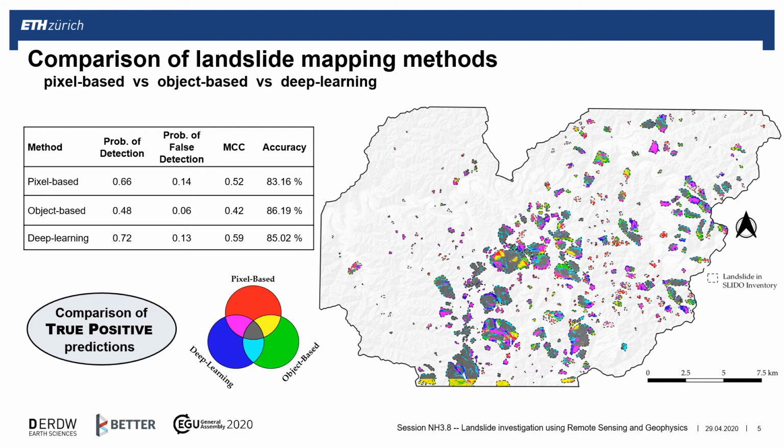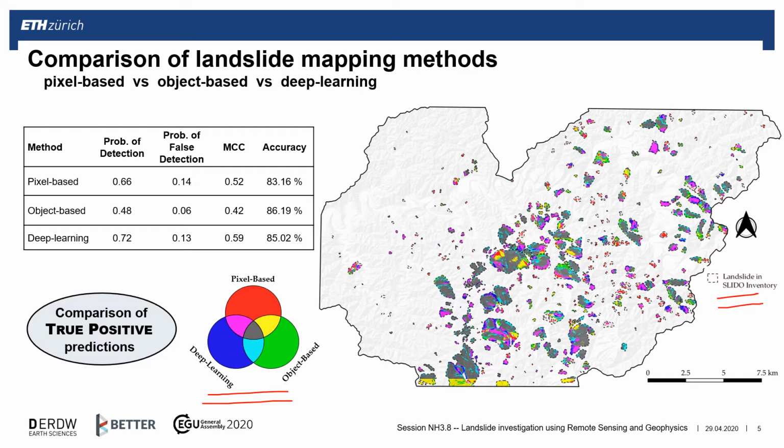Here are the results of all the three landslide mapping methods. The map shows the true positive output of the three methods in three different primary colors. The secondary color implies that the area has been correctly identified as true positive by two methods, and the gray color implies that the area has been identified as a true positive by all the three methods. The landslide boundaries from the SLIDO inventory have been shown as dotted polygons.